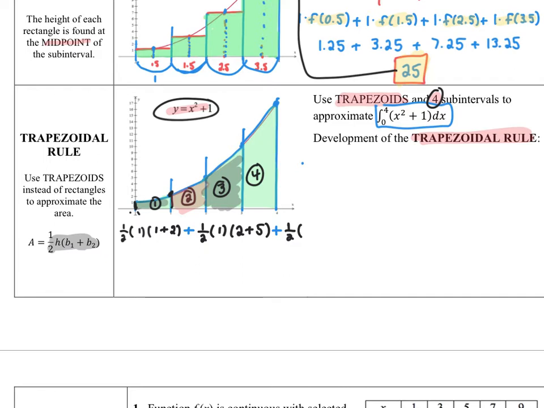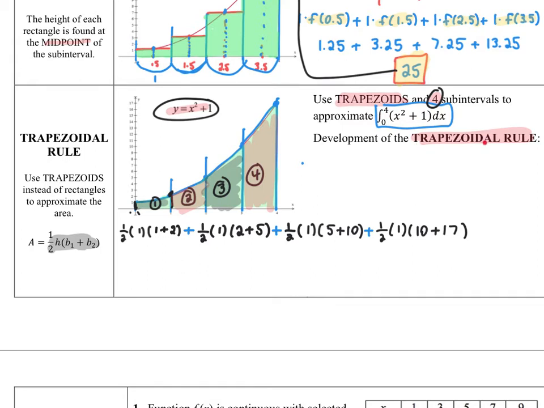plus 1, or 10. Trapezoid number 4 has a height from 3 to 4, or 1. The base on the left is the height when x is 3, which is this 10 I already found. And on the right side, when I plug in a 4, I get a height of 17. You could calculate all these numbers, and that's going to be your trapezoidal approximation for this integral.